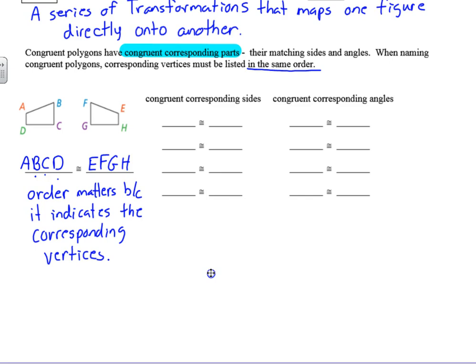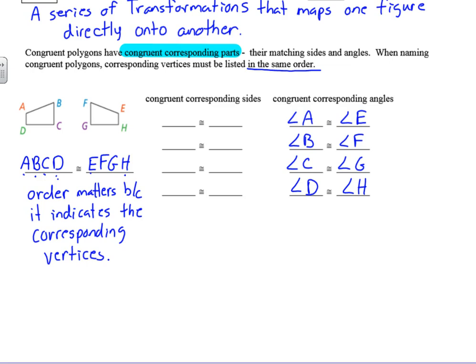So let's do the angles first. That's a little easier. Angle A, our first letter, corresponds with angle E. So angle A and angle E are going to be congruent if the figures are congruent. Angle B, our second letter, is going to correspond with angle F. Then angle C, our third letter, is going to correspond with angle G. And then angle D is going to correspond with angle H. So those are the corresponding angles.